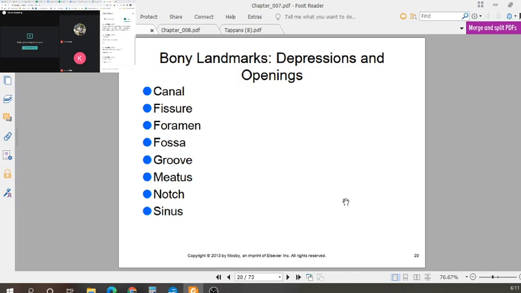Foramen, which is an opening or hole in a bone. Fossa, which is a depression at the end or surface of the bone, a shallow depression. A notch, a sinus, which is the air cavity inside of a bone. We know a little bit about those.